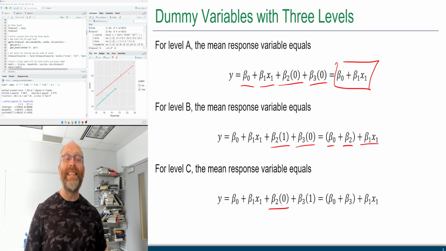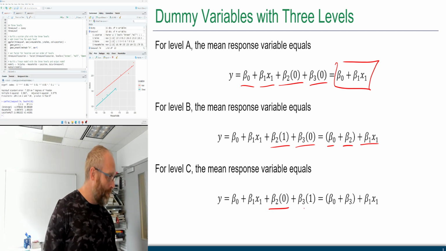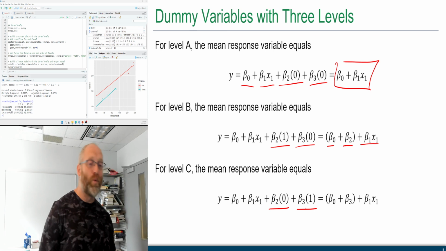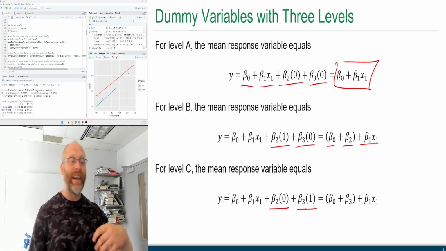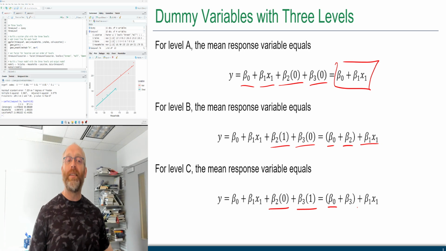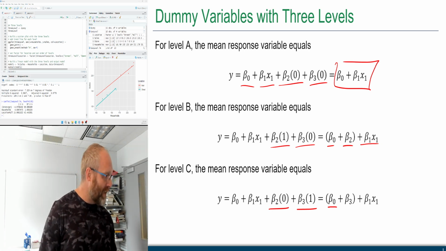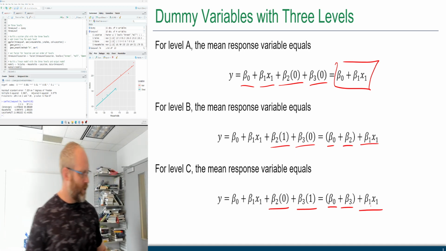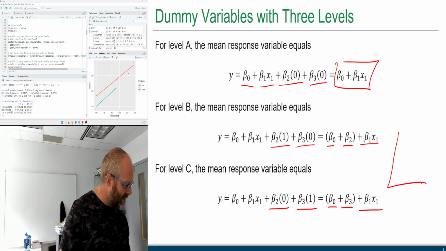Beta 2 is going to disappear because I'm multiplying it by 0. Beta 3 times 1 is just beta 3. Combine my like terms. I have my reference level, beta naught, my increase or decrease depending on the sign, bringing me up to level C. So that's my beta 3. And again, same slope.